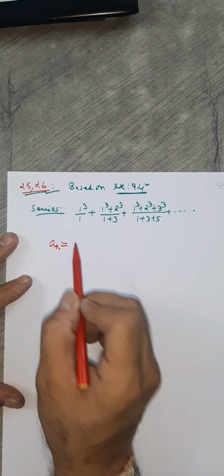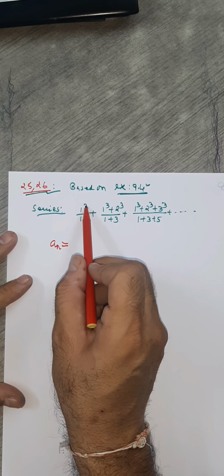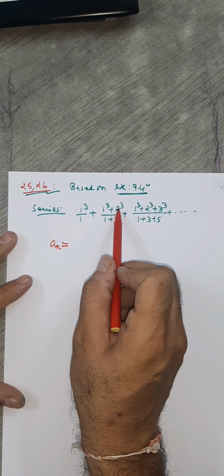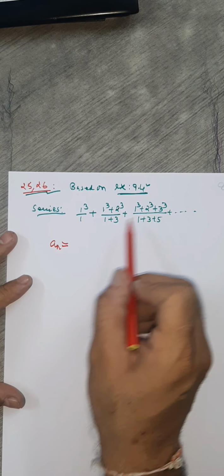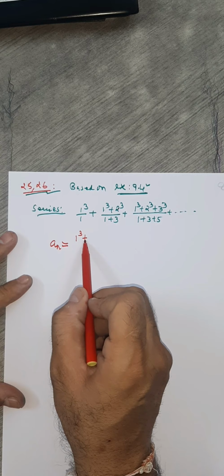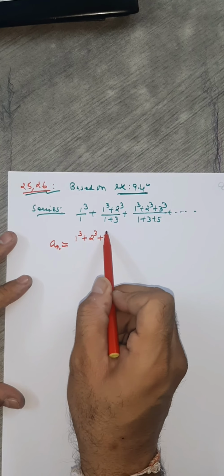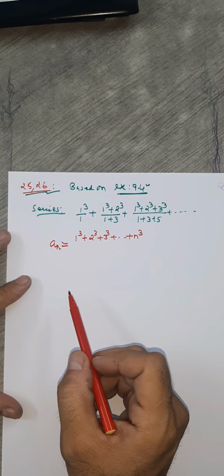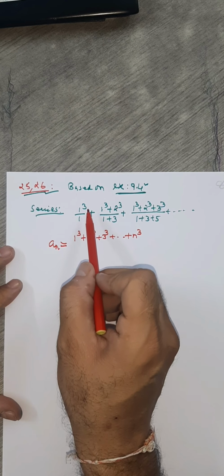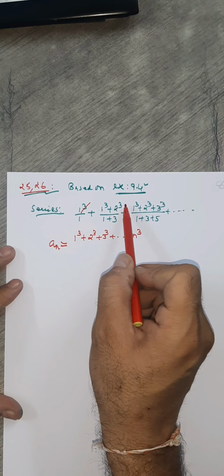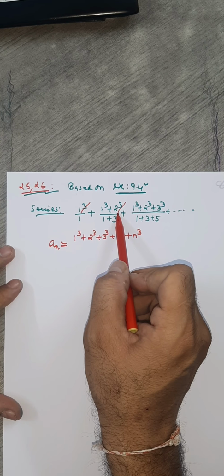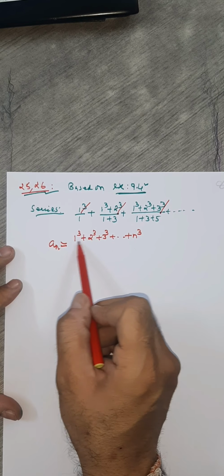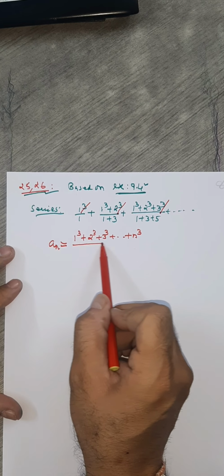So an equals the nth term. What's the first term? Here 1 cube. Second term 1 cube plus 2 cube. Third term up to 3 cube. So what is the nth term? 1 cube plus 2 cube plus 3 cube up to n cube. I repeat. In the first term you have only 1 cube. In the second term you have up to 2 cube. In the third term you have up to 3 cube. So in the nth term you must have up to n cube.